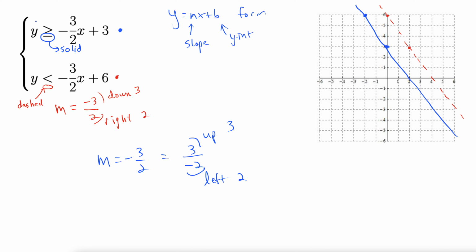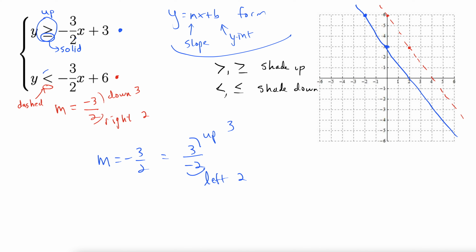Okay, let's do our shading here. When you're in y equals mx plus b form, so only when you're in this form, okay, greater than or equal to tells you to shade up. Less than or equal to tells you to shade down. Okay, so here we have greater than or equal to, so that's going to be an up shade. And down below here we have less than, so that's going to be down. So the red goes down.